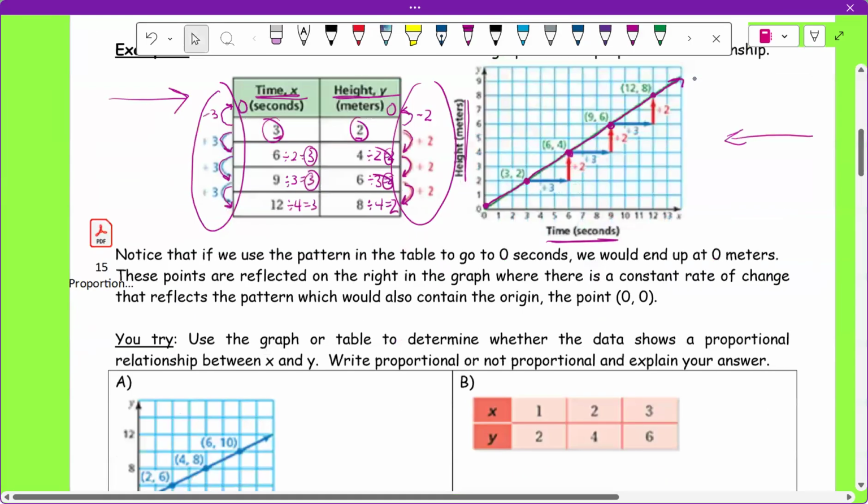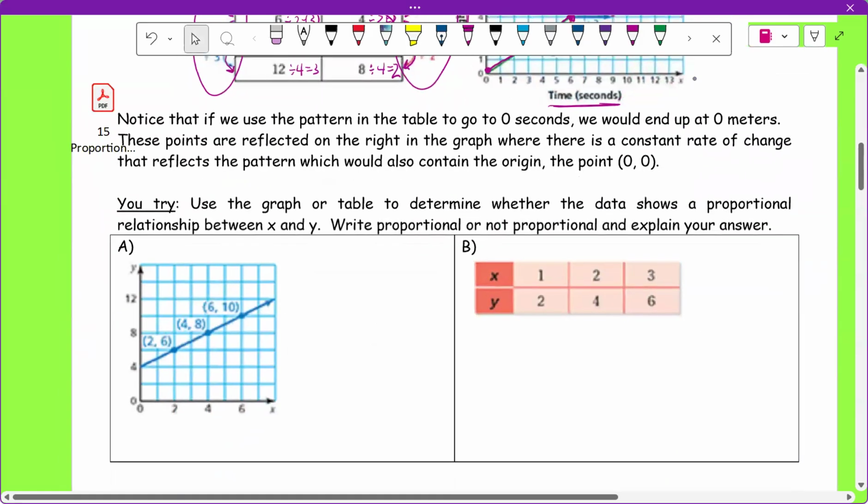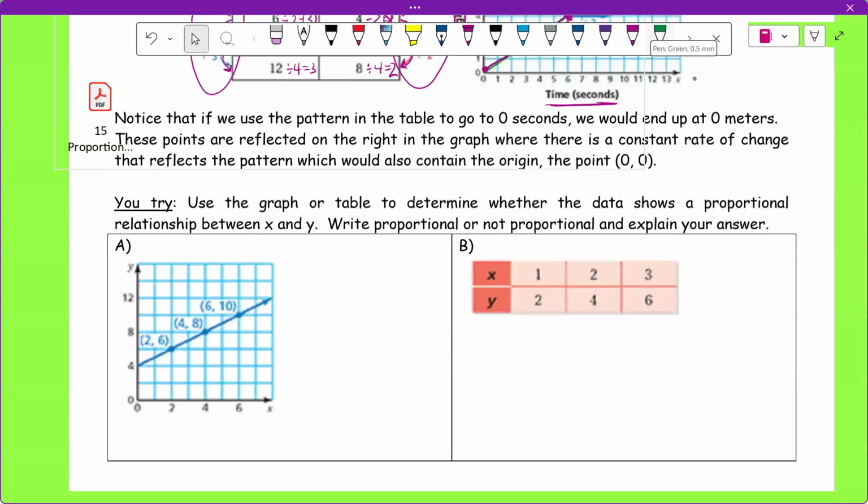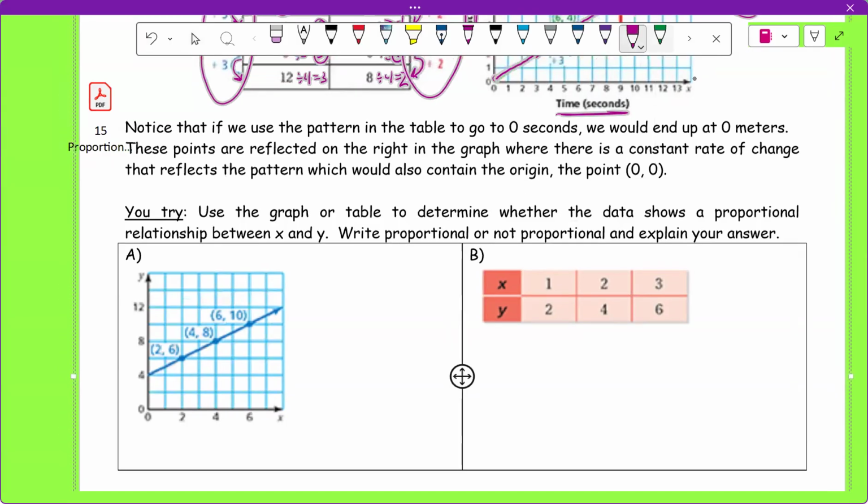So now we're going to go through a couple of examples to determine if the visual representations of our data are proportional. Use the graph or table to determine whether the data shows a proportional relationship between x and y, proportional or not proportional, and explain your answer. So first I'm looking at this graph here on the left.